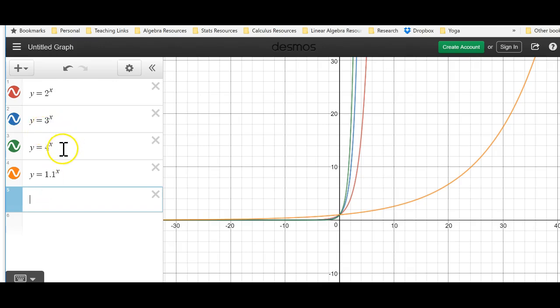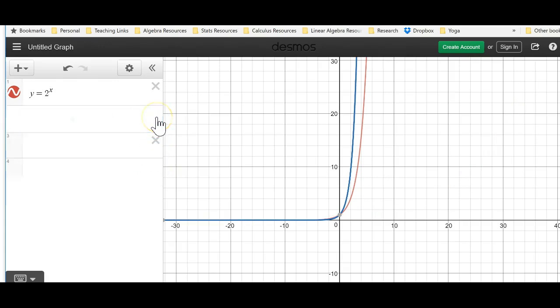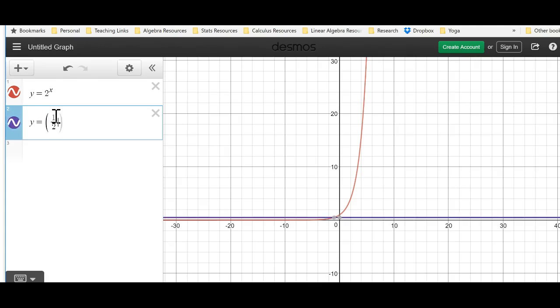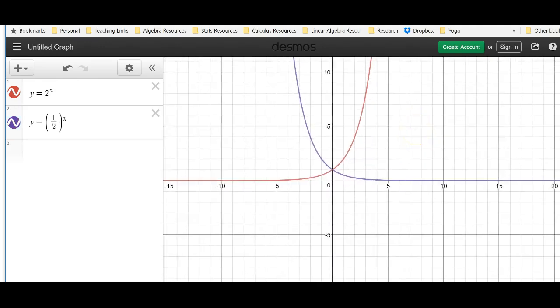The alternative to this, I'm going to go ahead and delete all of these extra graphs, and we'll just go back to our friend 2 to the x that we know so well, is if the base is less than 1. So what if our base was less than 1? Say it was 1/2. So 1/2 to the x power. Now we get what we call exponential decay. Things are cutting in half and in half and in half and in half, and they're going to approach 0.